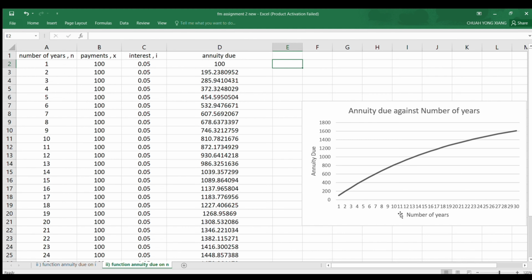When it's a longer time, or when the number of years increases, the accumulation of our money also increases. So when we discount back, or when we find the annuity yield, the value should also be higher. So that's it. Thank you.